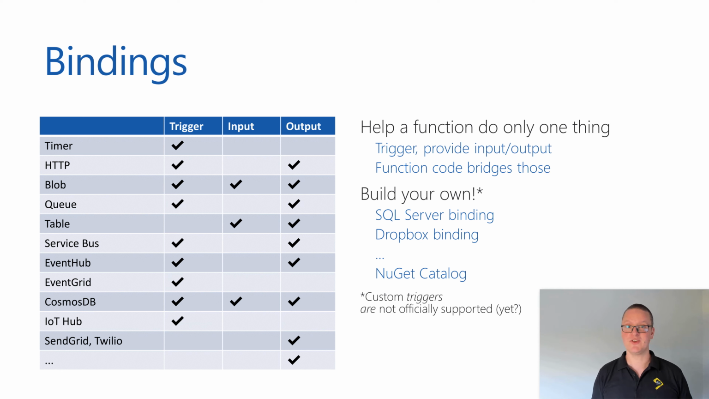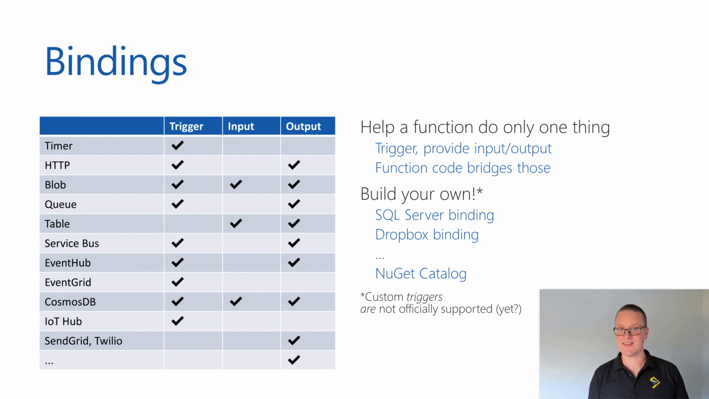Well, turns out there's none of that in the Azure Functions runtime, but the cool thing is that we can build our own bindings. There's a couple of examples for other scenarios out there. There's a SQL Server binding that I came across. There's a Dropbox binding that I came across. But in our case, we can write a NuGet catalog binding.